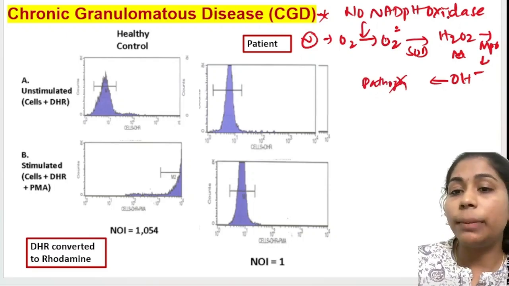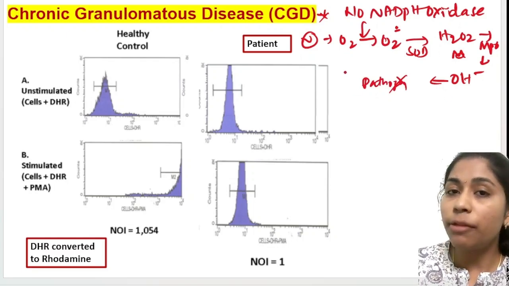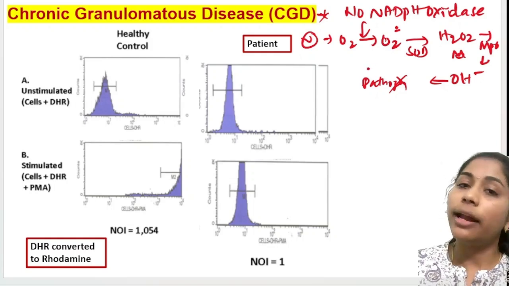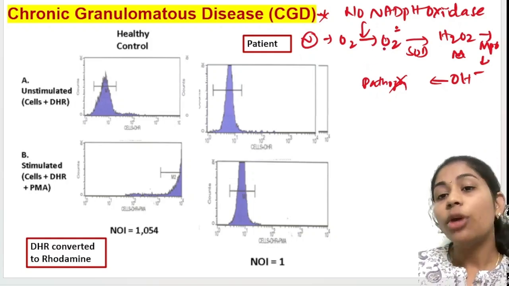So when there is no NADPH oxidase, what will happen? Will these free radicals be formed? No, right? They won't form. Because there are no free radicals, they won't kill the pathogen, and that results in chronic granulomatous disease.